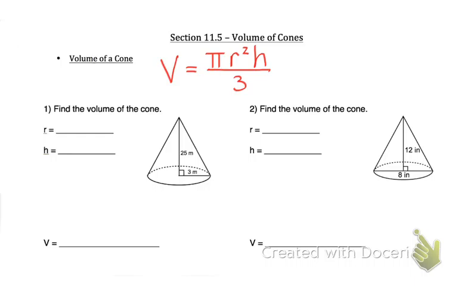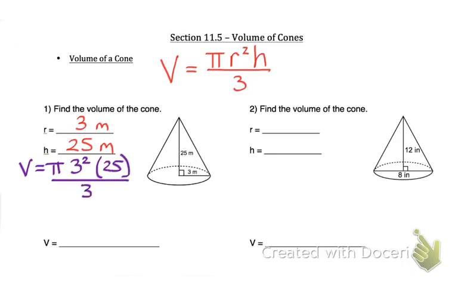So looking at number 1, our radius is 3 and our height is 25. So we have 3 meters and 25 meters. Let me add the units. So now let's use our formula. Volume equals pi radius squared is 3 squared times the height, which is 25. And then we're going to divide that by 3.